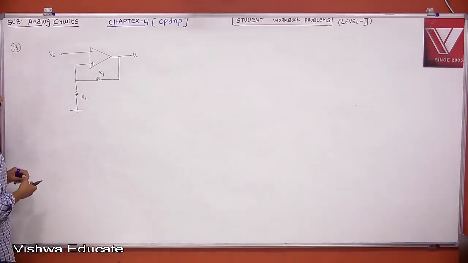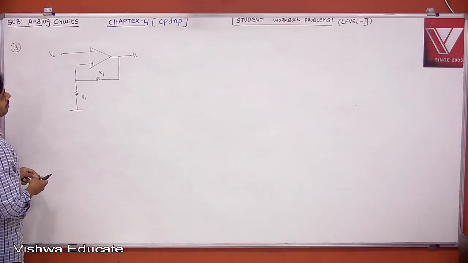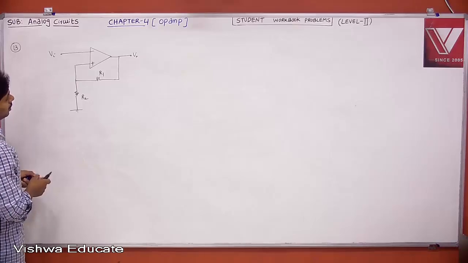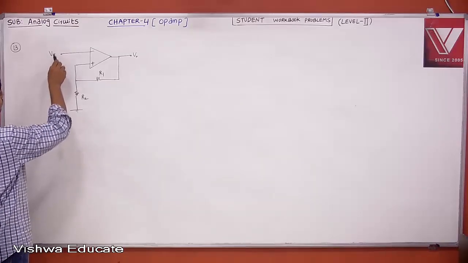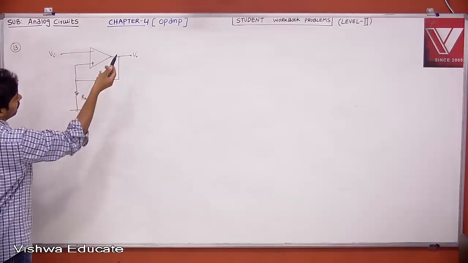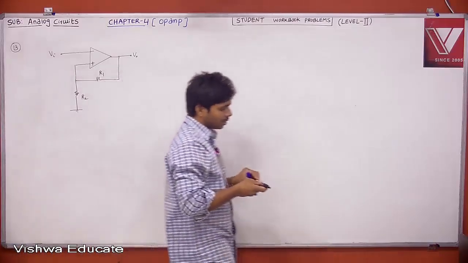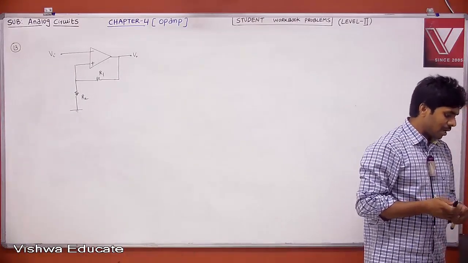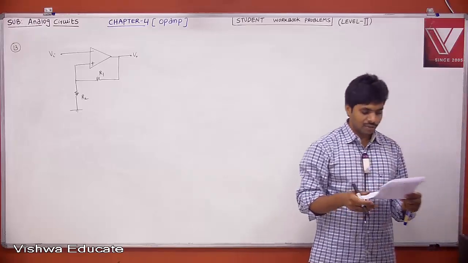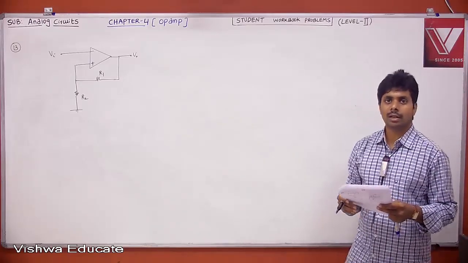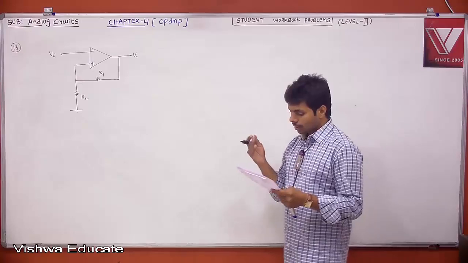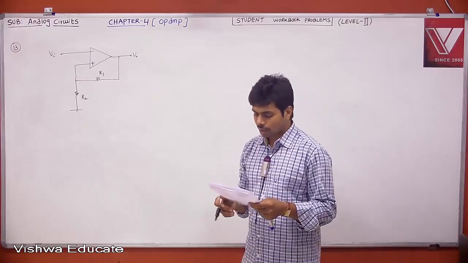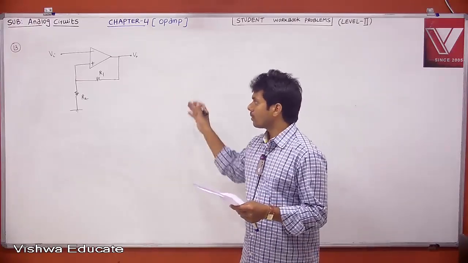Then it is nothing but a comparator. When this is a comparator and you give a sine wave, the sine wave will be converted into a square wave, right? Then your output voltage will be either plus Vsat or minus Vsat. Therefore, it is not a non-inverting amplifier, that is for sure. That is true only for a negative feedback amplifier. It is not an inverting amplifier. It is not an oscillator. It is a sine to square wave converter.